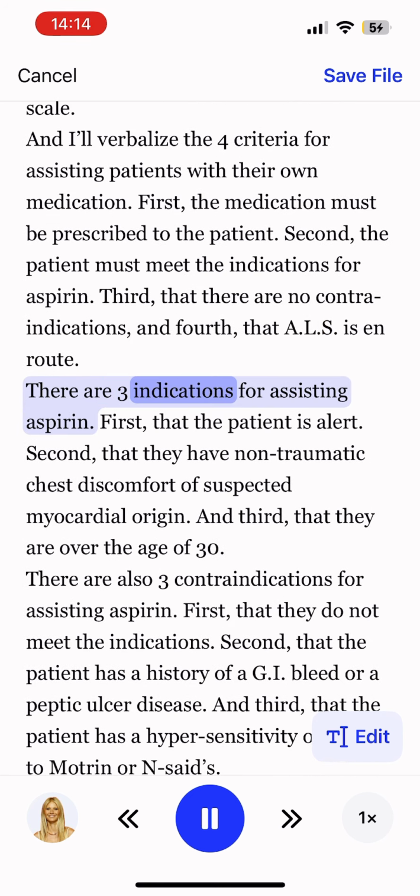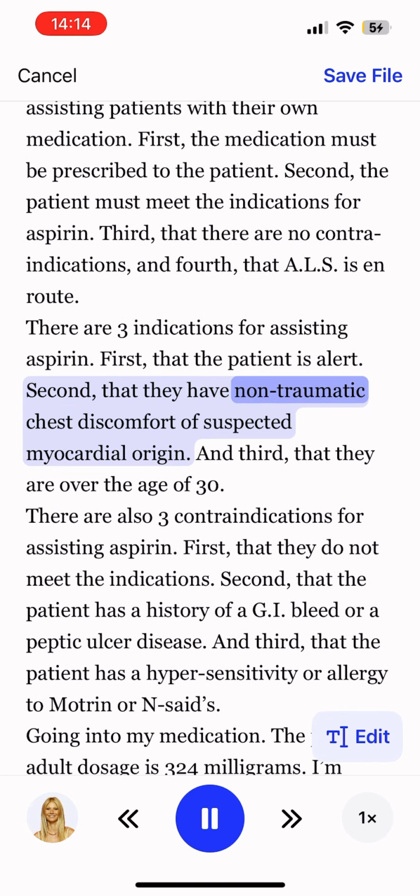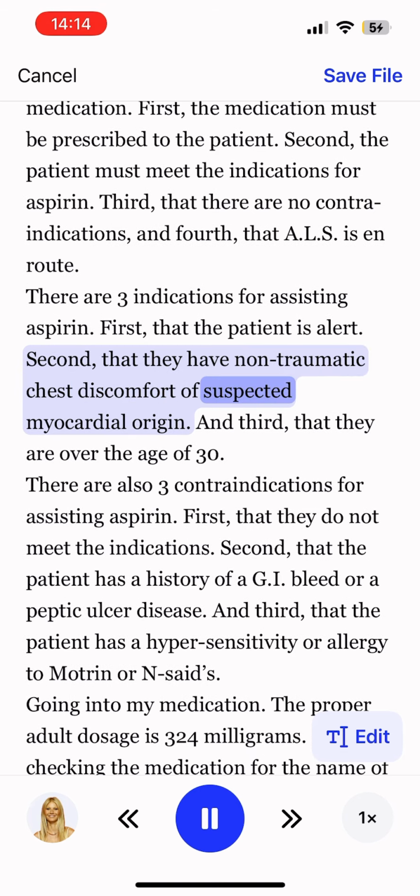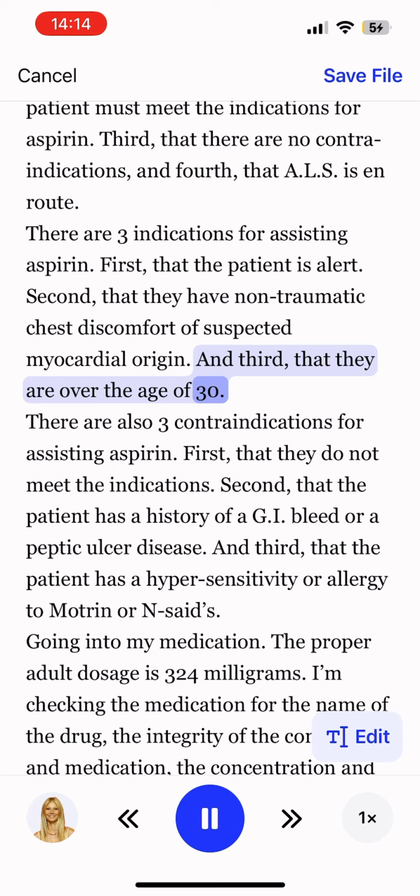There are 3 indications for assisting aspirin. First, that the patient is alert. Second, that they have non-traumatic chest discomfort of suspected myocardial origin. And third, that they are over the age of 30.